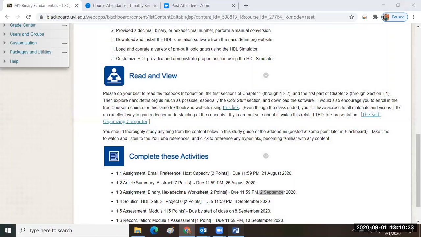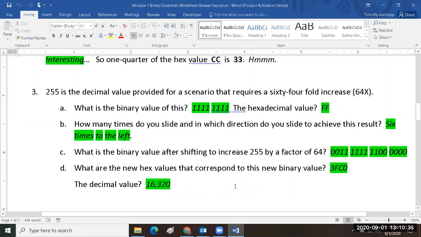On our worksheet, where we left off yesterday, we were grinding out the specifics about item 3. We started with a decimal value of 255, which required a 64-fold increase. If we're increasing, that means we bit shift to the left.